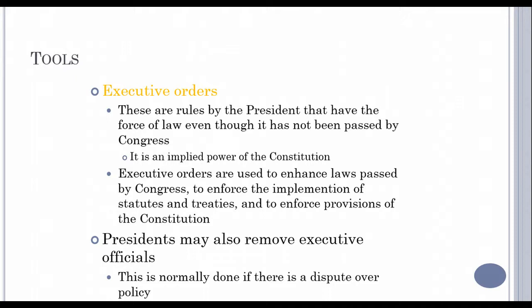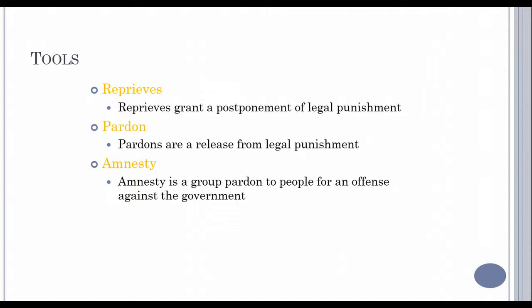Presidents may also remove executive officials. This is normally done if there's a dispute over policy. So a president can fire a cabinet official whenever they deem necessary. Alright. Other things that the president can do. They can grant a reprieve. A reprieve is a postponement of legal punishment.